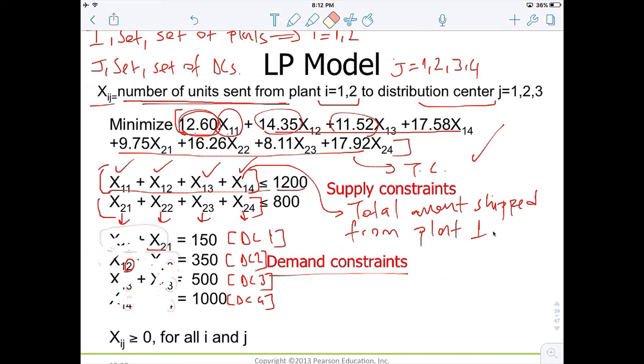And you have to have a function that says that the total amount shipped to these distribution centers are exactly equal to whatever they are requesting from you. These symbols can also be greater than or equal to. It's not going to change anything, but I prefer to use equalities here. Finally, we have to add these greater than or equal to restrictions because we cannot ship a negative amount of goods. It doesn't make sense.